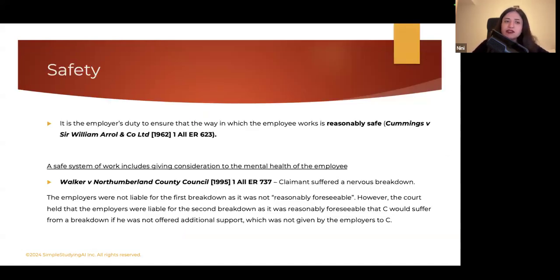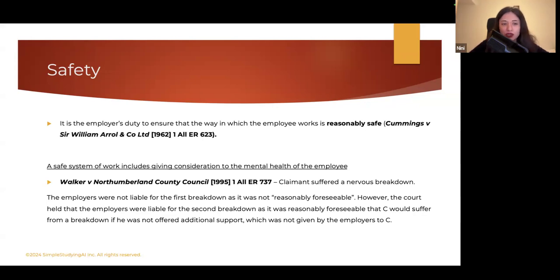Safety. It is the employer's duty to ensure that the way in which the employee works is reasonably safe. So not only do they have to provide a reasonably safe environment, but they have to implement it as well. They have to implement the relevant measures and ensure that the employees understand the safety measures. And the case for this is Cummings versus Sir William Arrol, 1962.